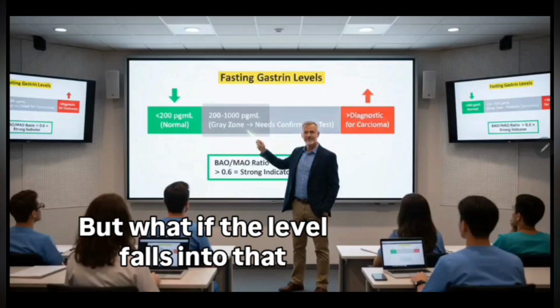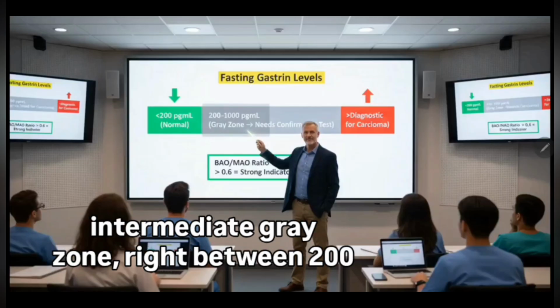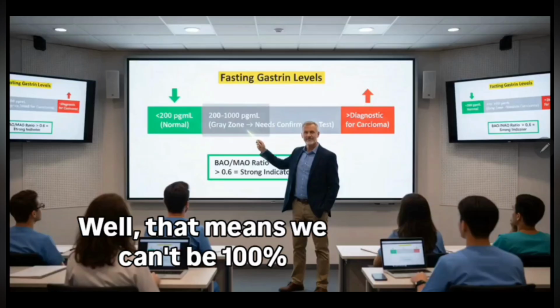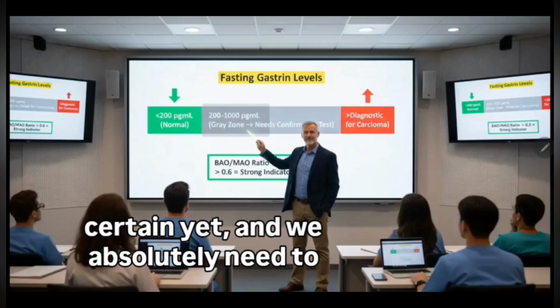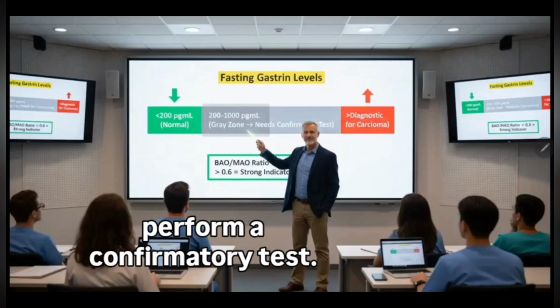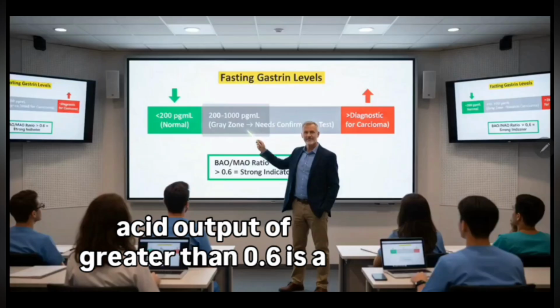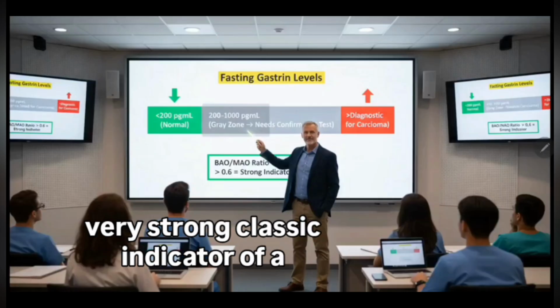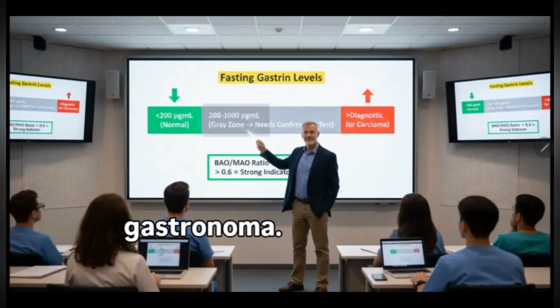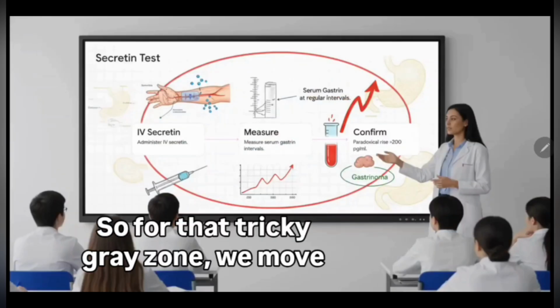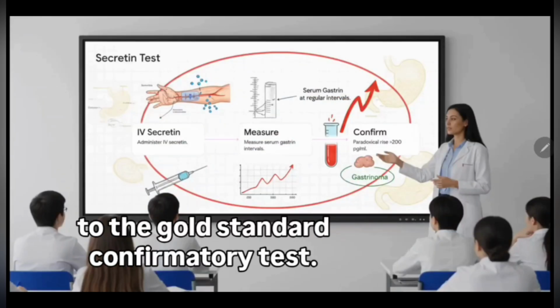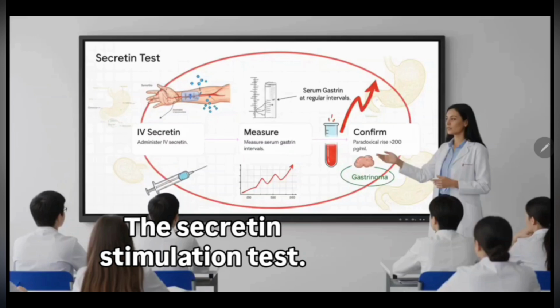But what if the level falls into that intermediate gray zone, right between 200 and 1,000? Well, that means we can't be 100% certain yet, and we absolutely need to perform a confirmatory test. Also, just note this down. A ratio of basal acid output to maximal acid output of greater than 0.6 is a very strong classic indicator of a gastrinoma. So for that tricky gray zone, we move to the gold standard confirmatory test, the Secretin stimulation test.